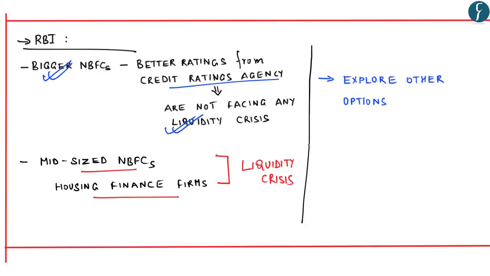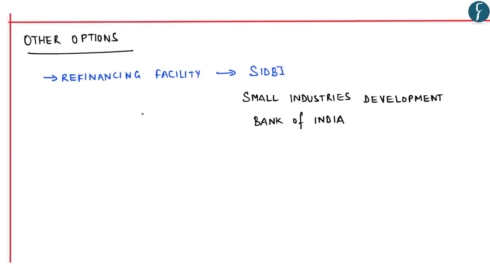Thus, the RBI in this aspect believes that those NBFCs who are facing financial crunch or liquidity crisis must explore other options before coming to RBI. So let us also understand what these other options available to such NBFCs are. Now, these NBFCs facing liquidity crunch can avail refinancing facility from SIDBI, that is Small Industries Development Bank of India, as well as National Housing Bank. Further, these NBFCs are also allowed to sell their loans to the banks.